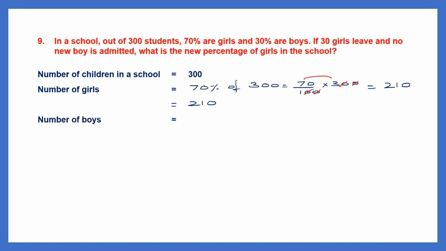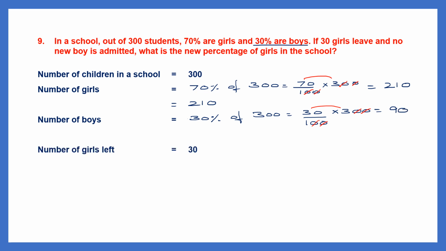Now let's find the number of boys, and it's given as 30% are boys. So again 30% of 300. So that will be 30 by 100 into 300. So here also let's cancel the 2 zeros and the 2 zeros here. Multiply the numerators. 3 threes are 9 and a 0, 90. So the number of boys is 90.